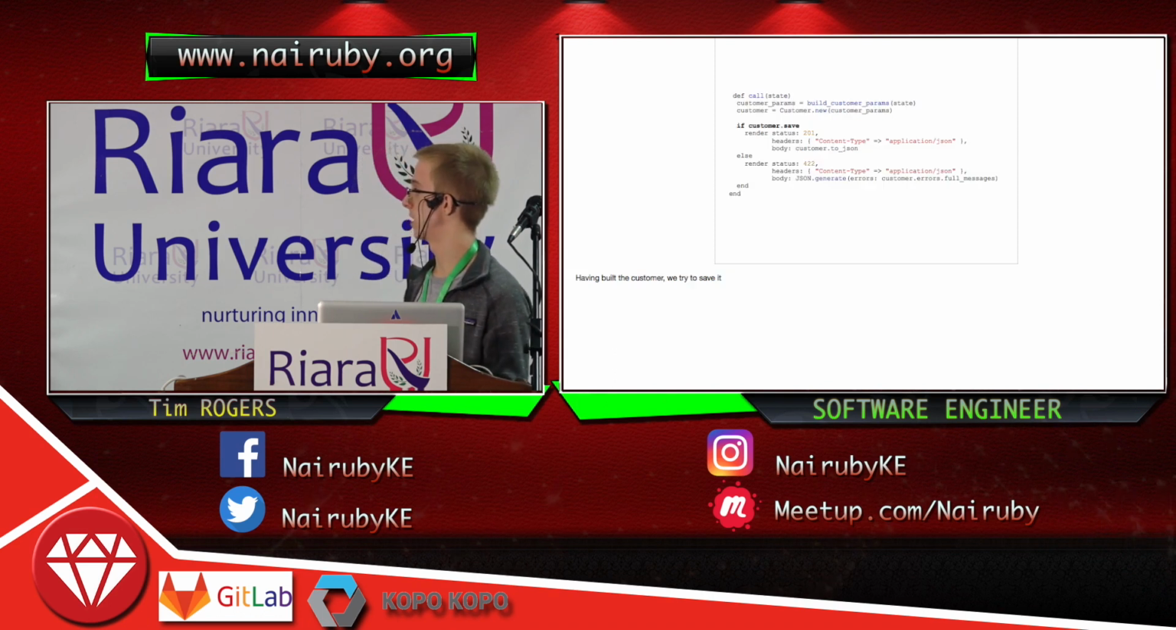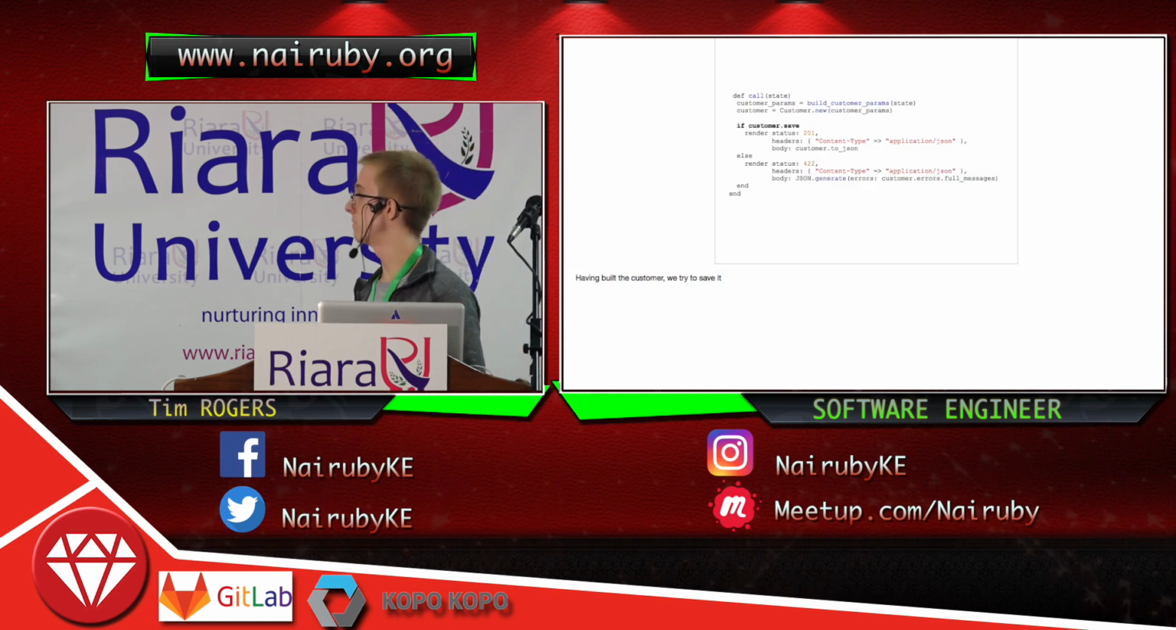Having built the customer, we try to save it, and then either render back the created customer, or if something goes wrong, then we render back the validation errors.